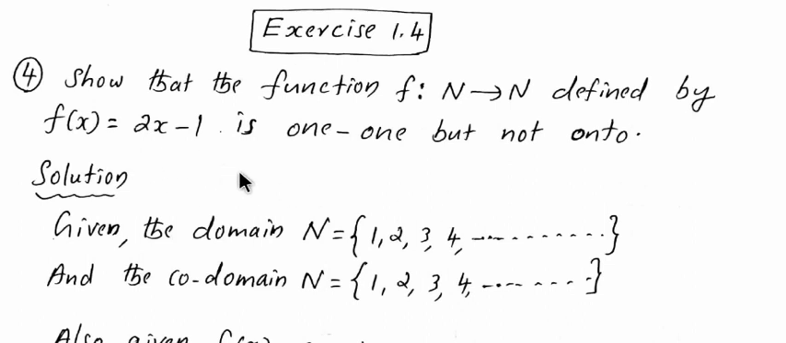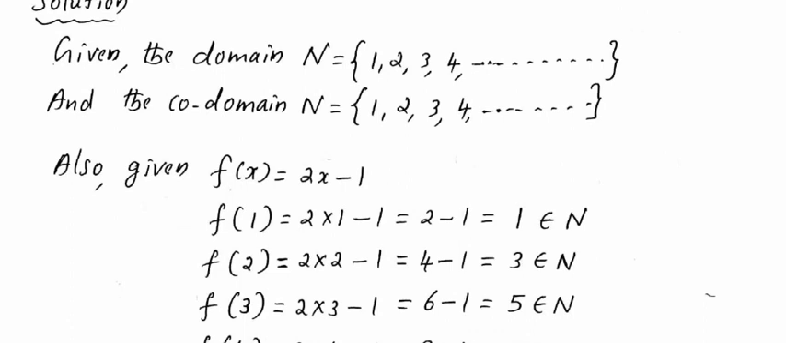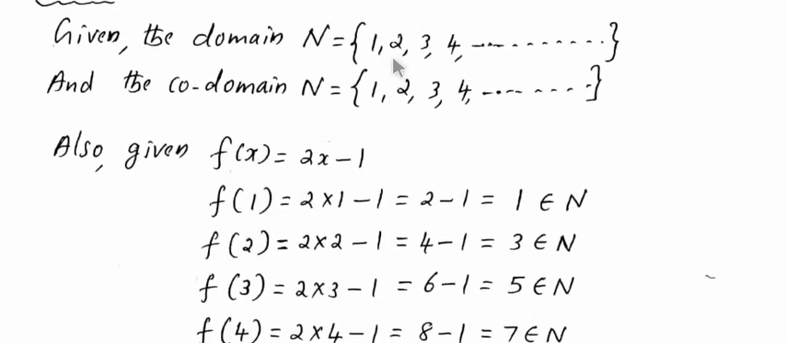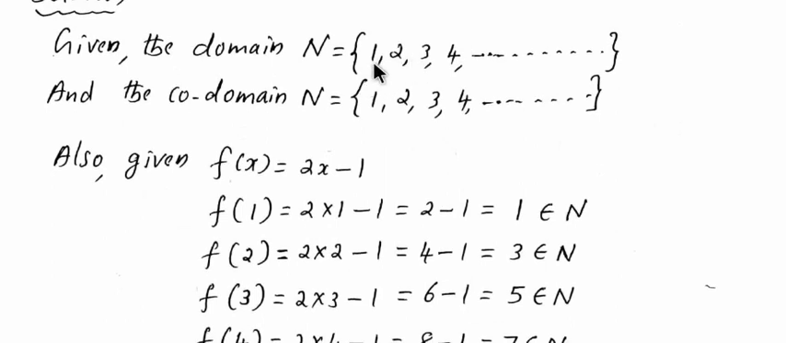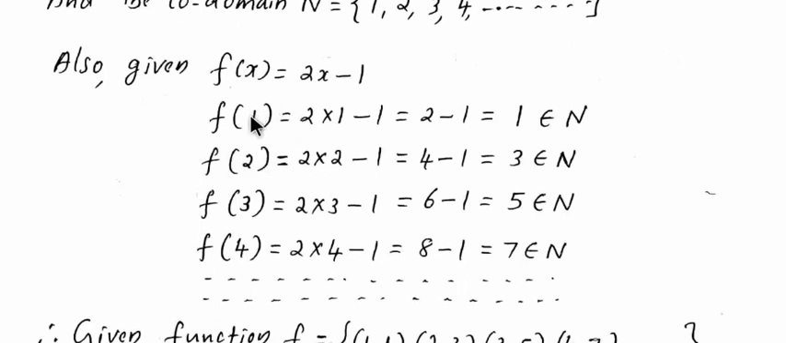Then take the given equation: f(x) = 2x - 1. Then take the values of x from the domain. We can take x = 1, x = 2, x = 3, x = 4, etc. Then substitute here, taking 1, 2, 3, 4, etc.